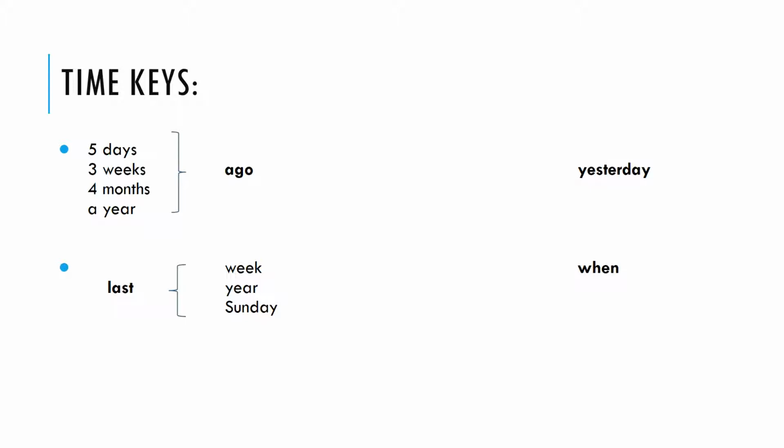The time keys we use in simple past tense are yesterday, when, ago, and last. When we use ago, we say 5 days ago, 3 weeks ago, 4 months ago, a year ago, or 6 hours ago. And when we use last, we say last week, last year, last Sunday, last April.